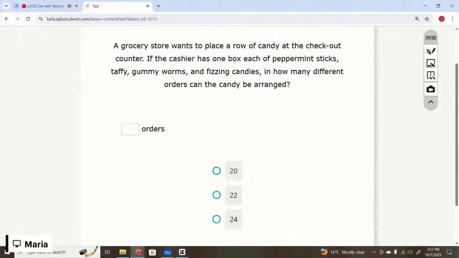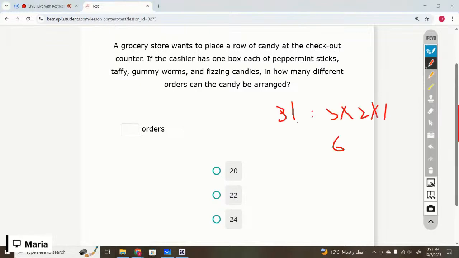A grocery store wants to place a row of candy at the checkout counter. If the cashier has one box each of peppermint sticks, taffy, gummy worms, and fizzy candies, how many different orders can the candies be arranged? So we have one, two, three, four options. So you need to evaluate 4 factorial. So which is the correct option?